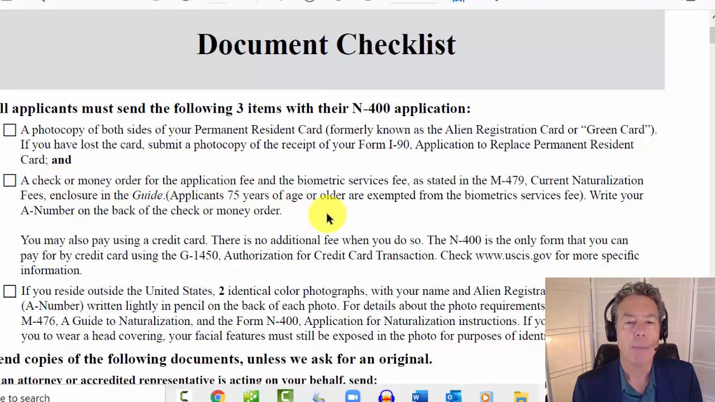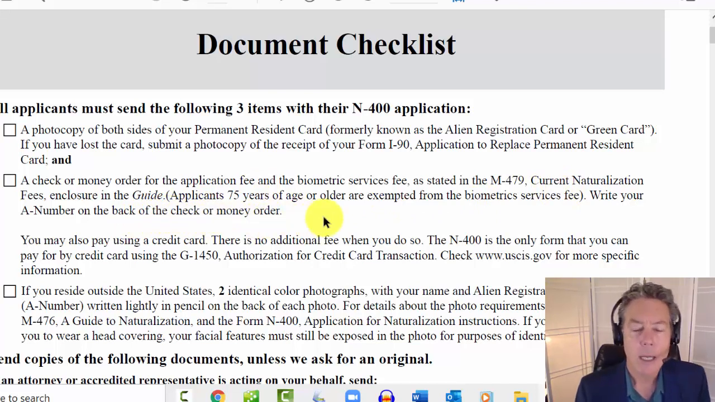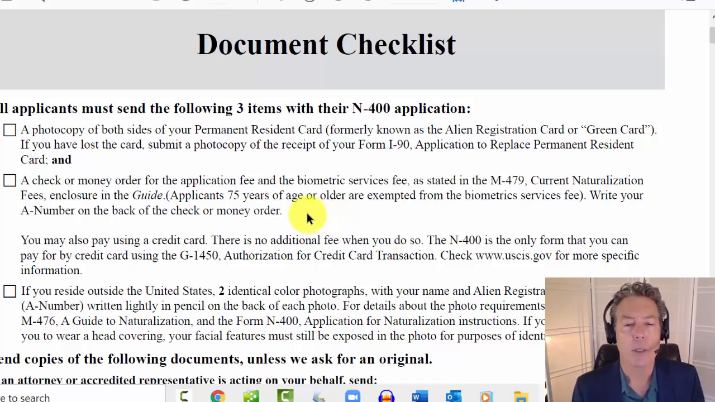A check or money order for the application fee and the biometric service fee as stated in M-479, Current Naturalization Fees, enclosure in the guide. Yeah, they have a big naturalization guide. They also have the instructions, but I'm just going to tell you what's going on because it's quicker. Write your A number on the back of the check or money order. All right, that's how I like to do it.